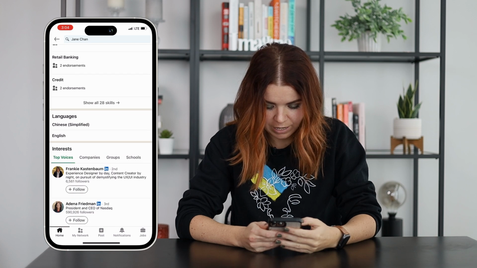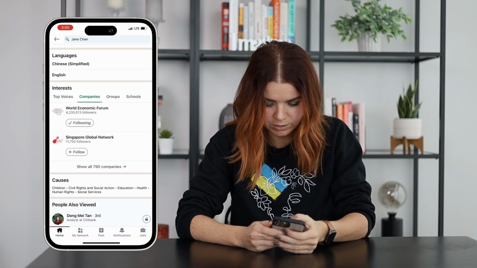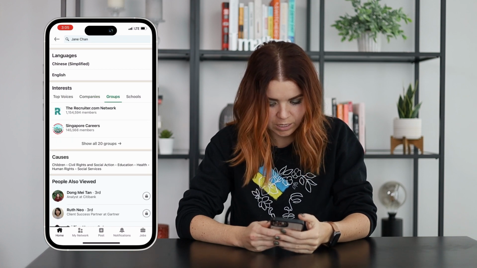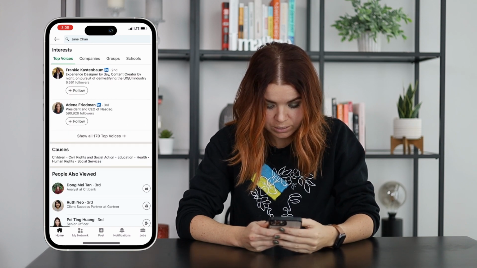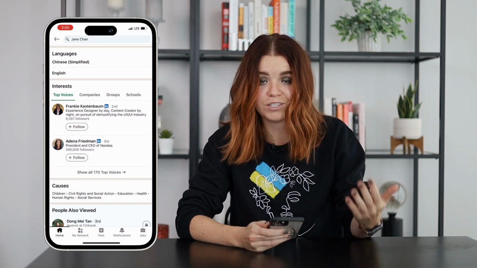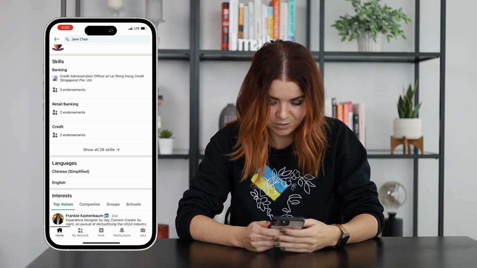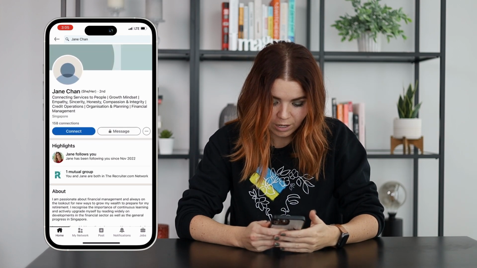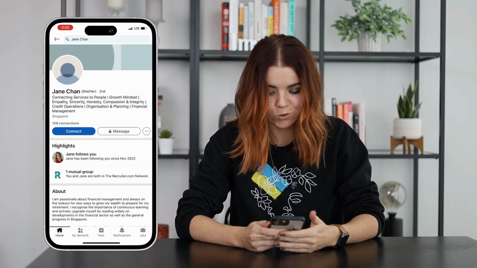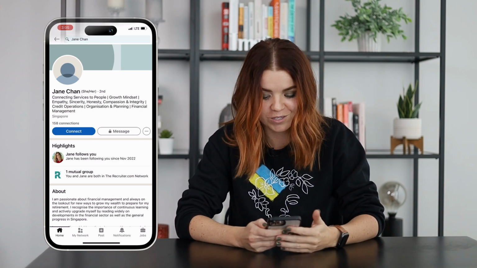Okay, she's listing some languages, which is great. We can see some things in her interests. We can see companies, we can see a couple groups and things like that. Not the most important section, but still adding a little bit more information about who you are, what your area of interest is. Overall, I would say that Jane has quite a few things to improve on her profile if she wants to boost her visibility.